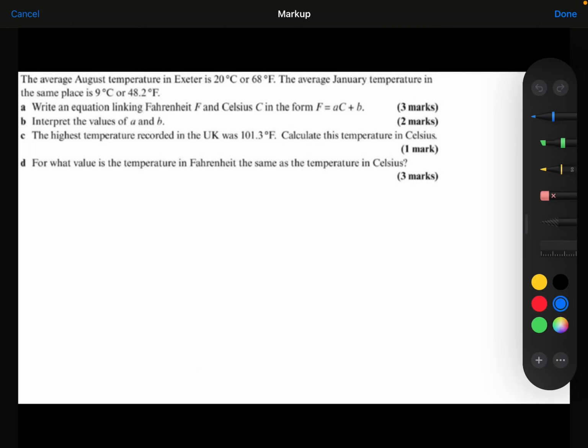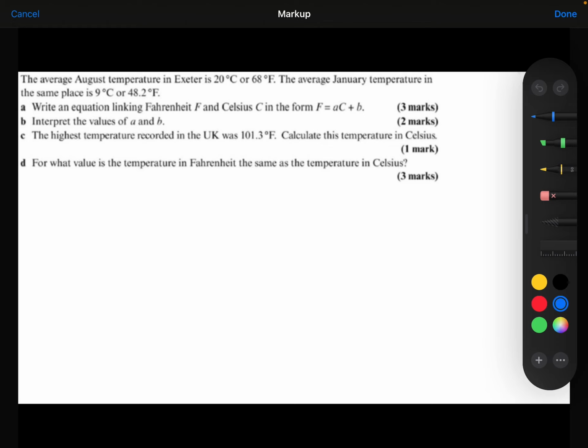The average August temperature in Exeter is 20 degrees Celsius, or 68 degrees Fahrenheit. The average January temperature in the same place is 9 degrees Celsius, or 48.2 degrees Fahrenheit. Part A. Find an equation linking the Fahrenheit and Celsius in the form F equals AC plus B.